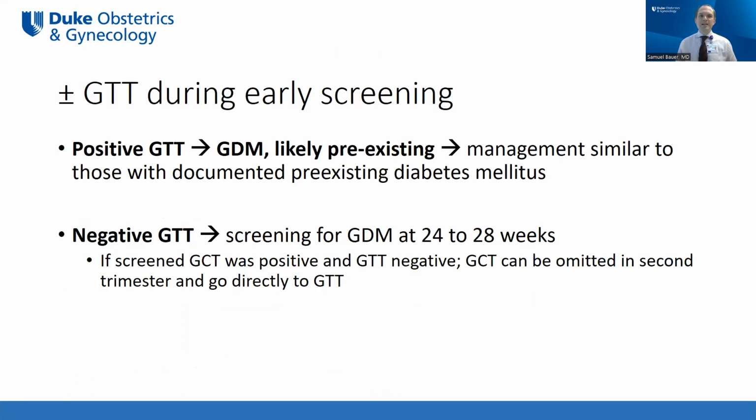For patients that screen positive early on in the pregnancy with the glucose tolerance test, again, these patients likely have gestational diabetes, likely pre-existing. And again, the management is similar to those with pre-existing diabetes. If it's negative, patients can be reassured at that time, and the next step would be to follow up at 24 to 28 weeks with the traditional screening for gestational diabetes.